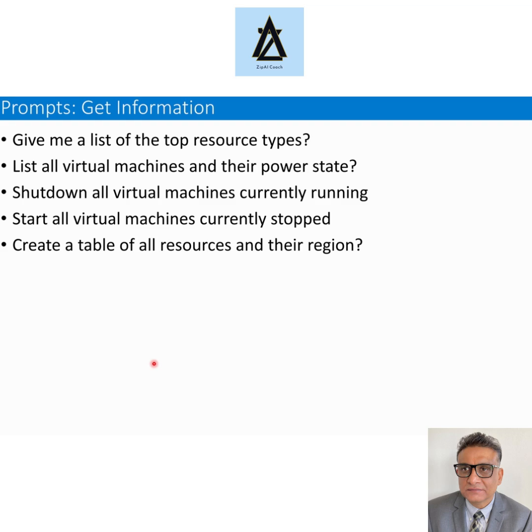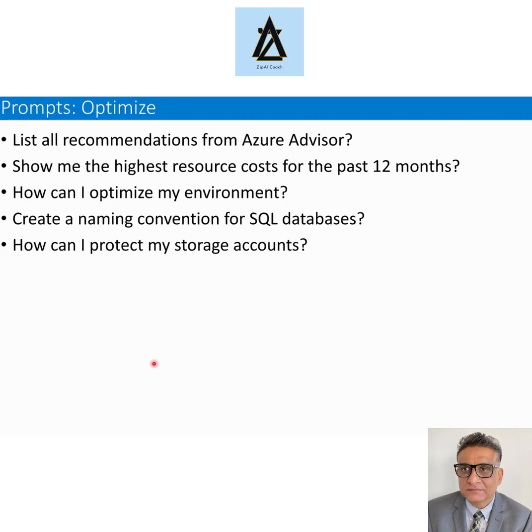The other category is to get information, for example, give me a list of top resources. It can also start, stop, or shut down a virtual machine, and provide you a list of resources region wise. Then you would have categories for optimization, where you have recommendations that come from the Azure Advisor service. It can also give you recommendations for optimizing the environment, help you find the right naming convention for SQL databases, and how to protect storage accounts.